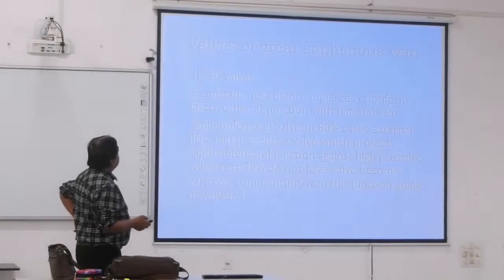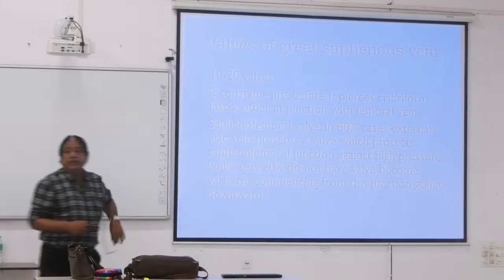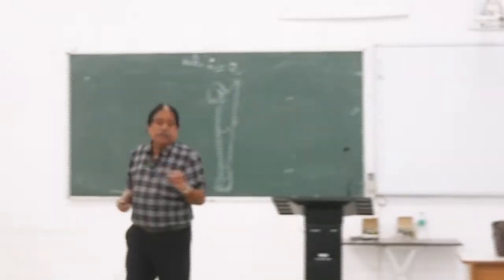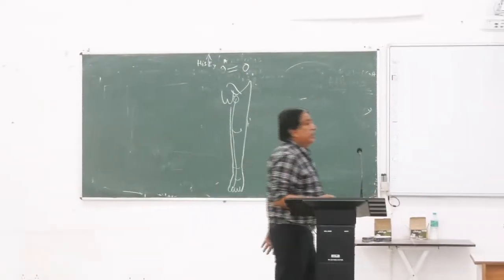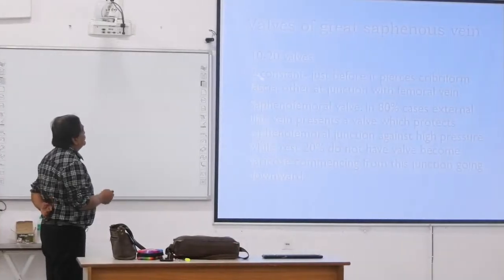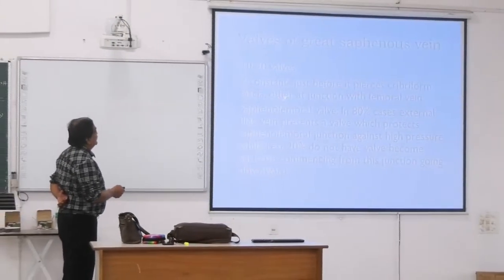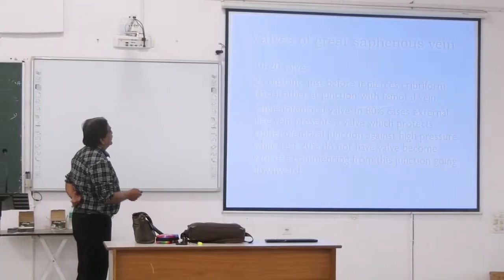Now, valves of the great saphenous vein. It can be a 5 marks question, short note, the valves of the saphenous vein. Valves of the great saphenous vein are 10 to 20 valves, 2 constant just before it pierces the cribriform fascia, others at junctions with the femoral vein.